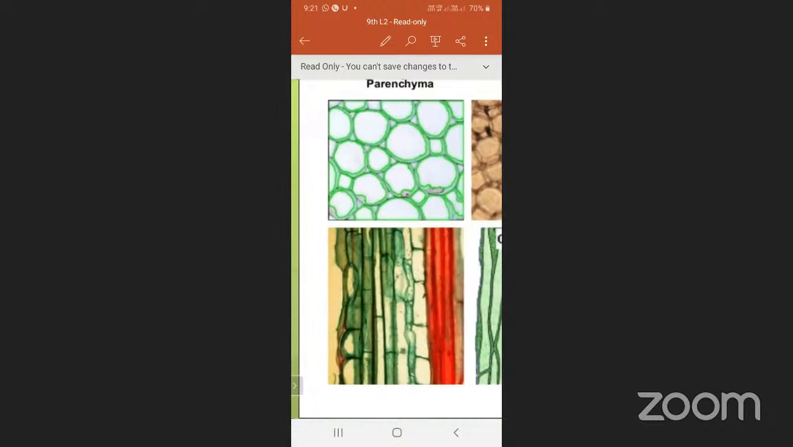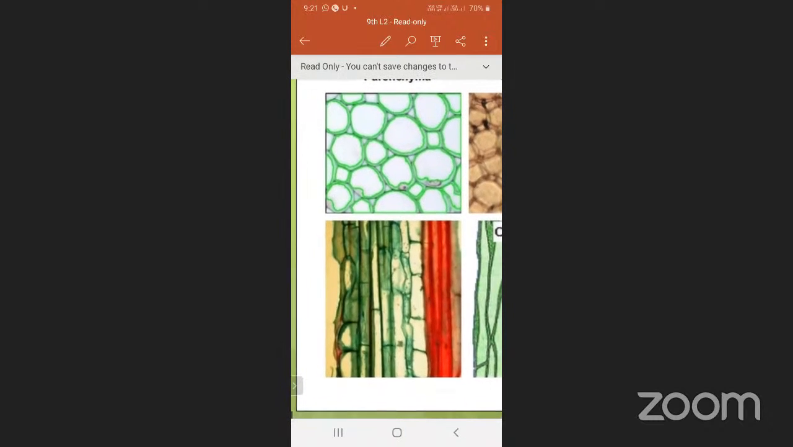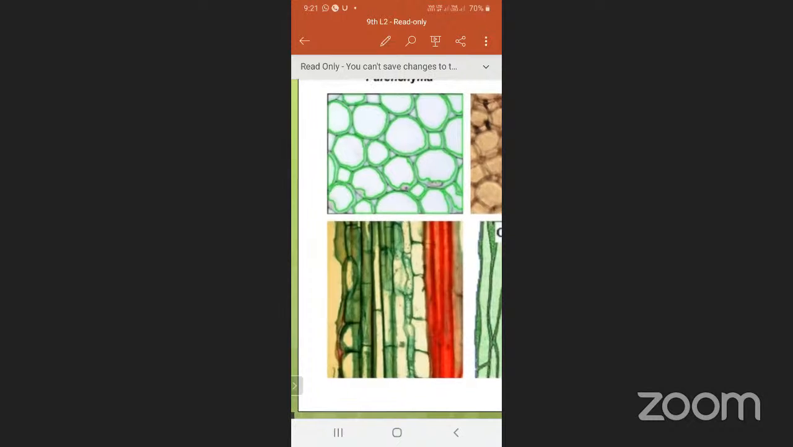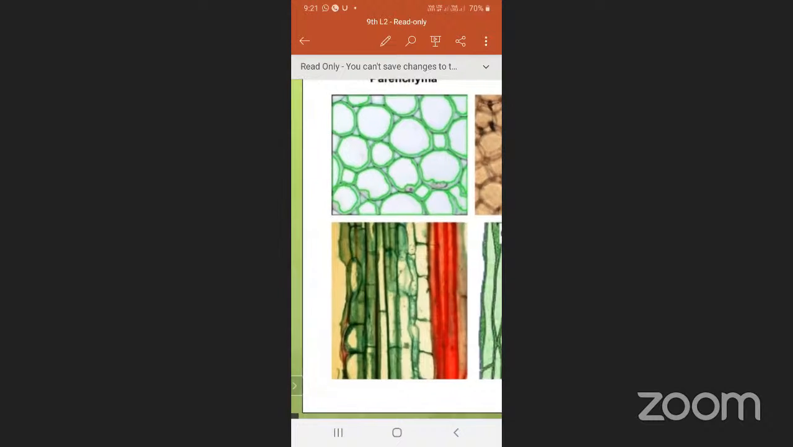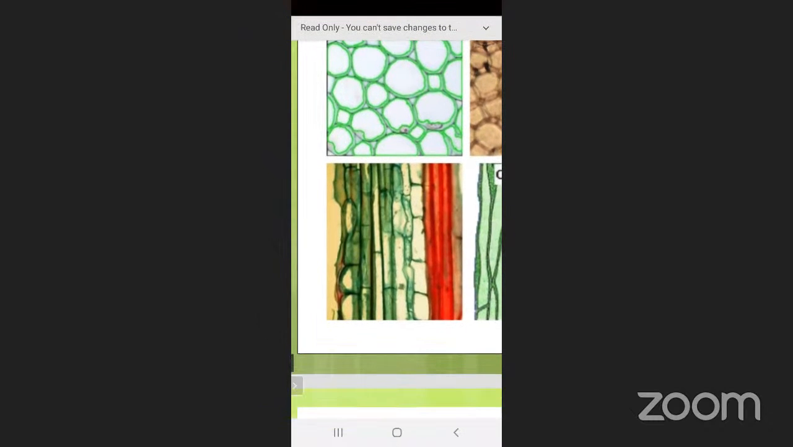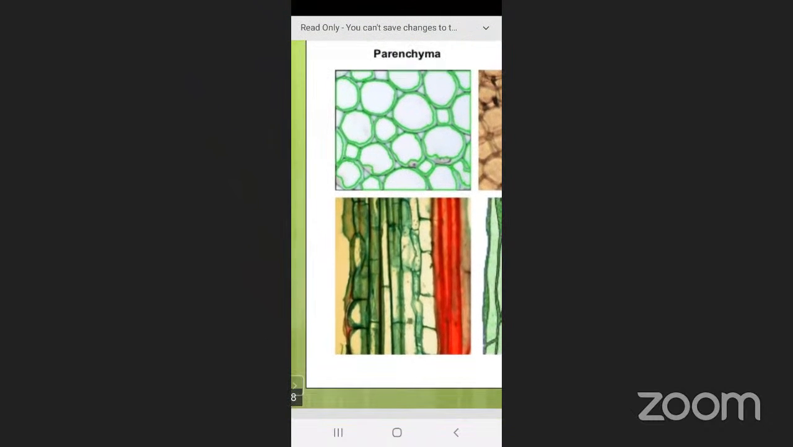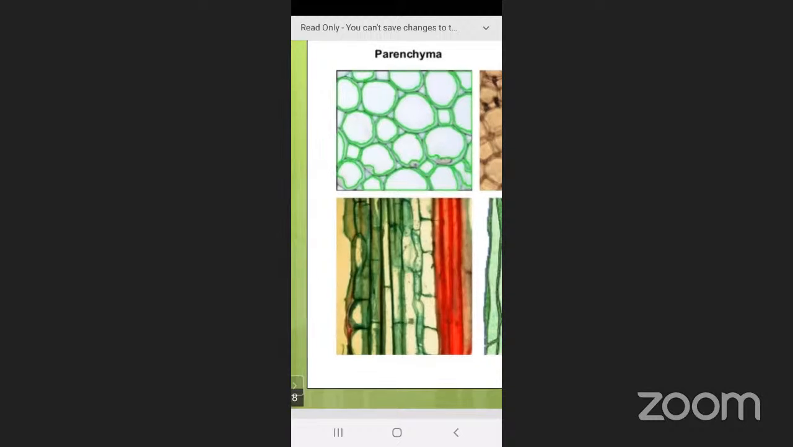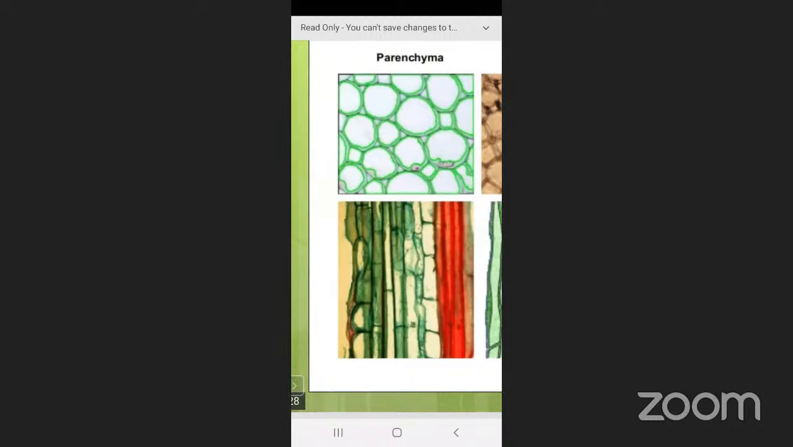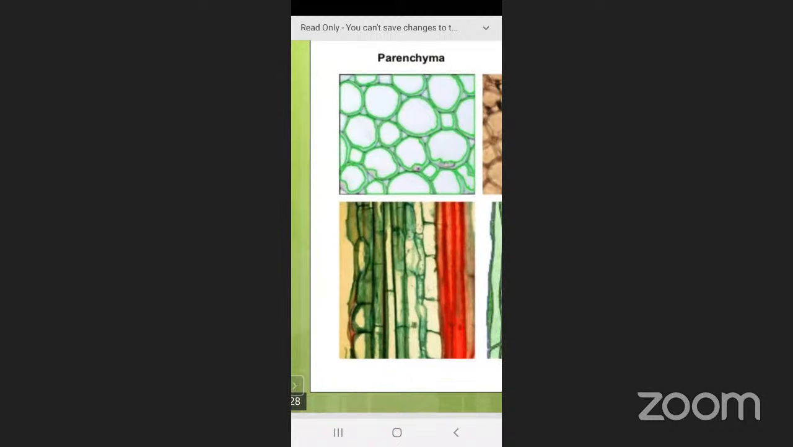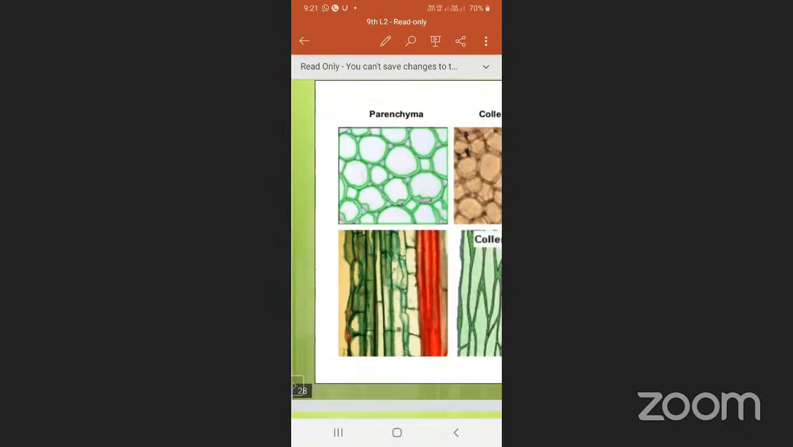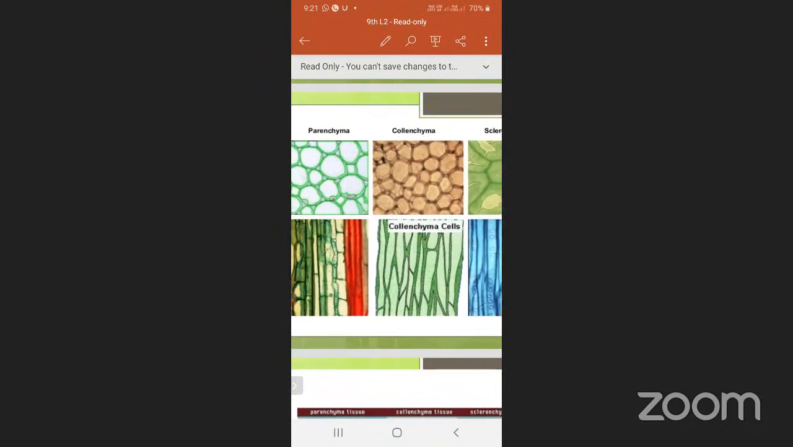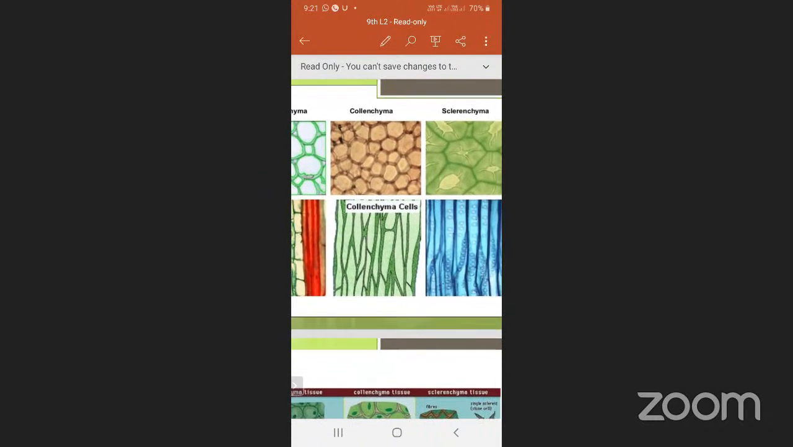The parenchyma which contains chloroplast is called chlorenchyma. The parenchyma which contains large air cavities or spaces is called aerenchyma. The parenchyma which stores water or food or waste products is called storage tissue. Here three are there.